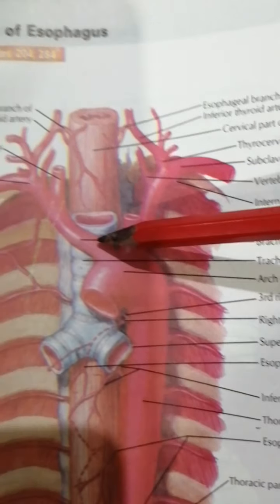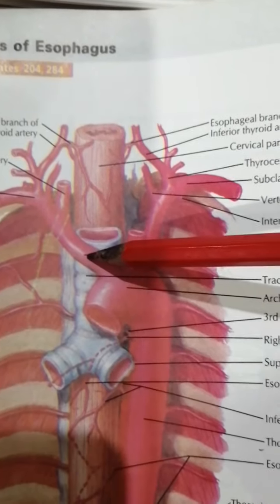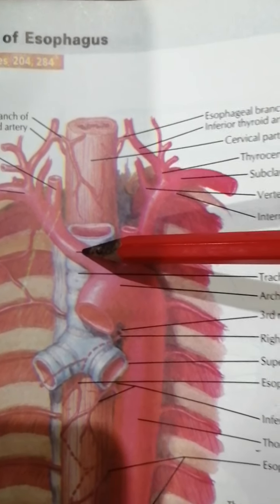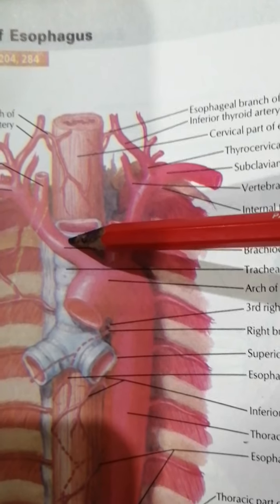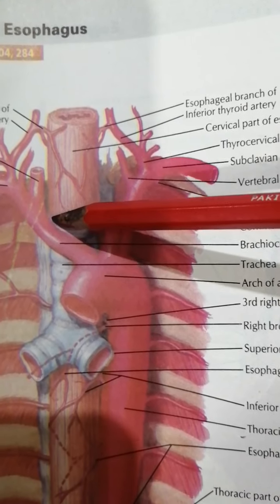So now come on towards the brachiocephalic trunk. The brachiocephalic trunk is the first and the largest branch of the arch of aorta. It arises posterior to the manubrium, where it is anterior to the trachea and posterior to the left brachiocephalic veins.